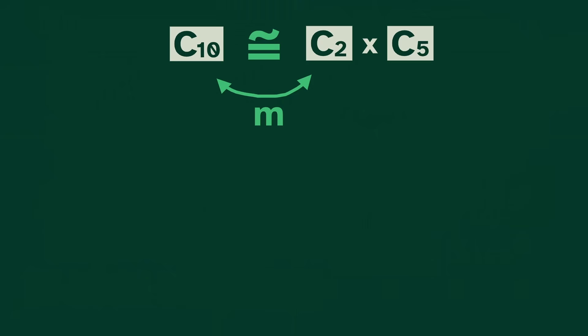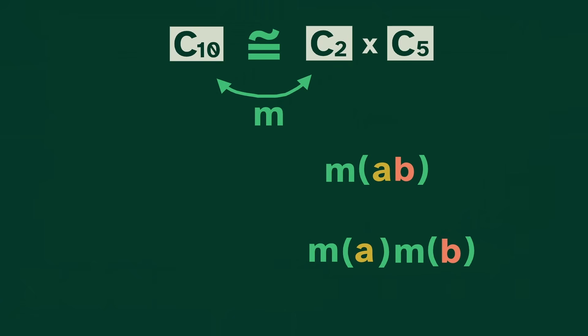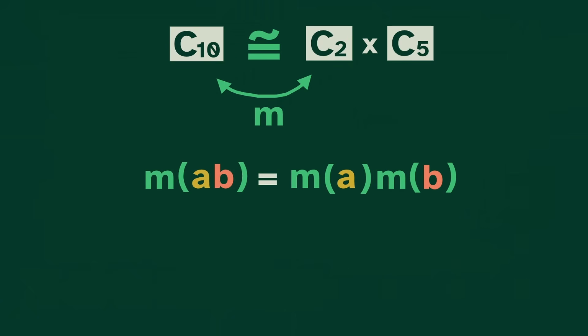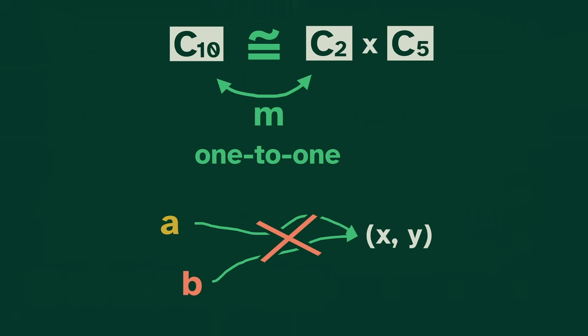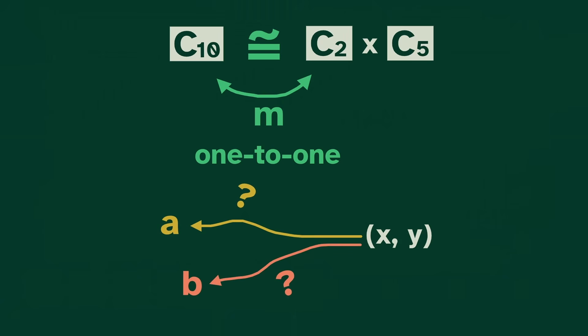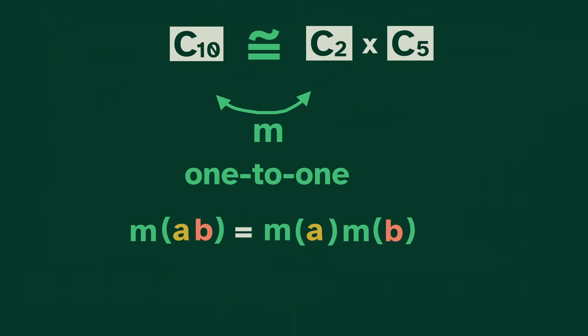The map should preserve calculations, so we could combine A and B, then map, or we could map separately, then combine. Both results will be equal. And also, the map must be one-to-one. A and B can't map to the same place. Because then we couldn't map them back. Exactly. It's not clear which path to take. So, having a map that's one-to-one and preserves calculations is the same as being isomorphic.